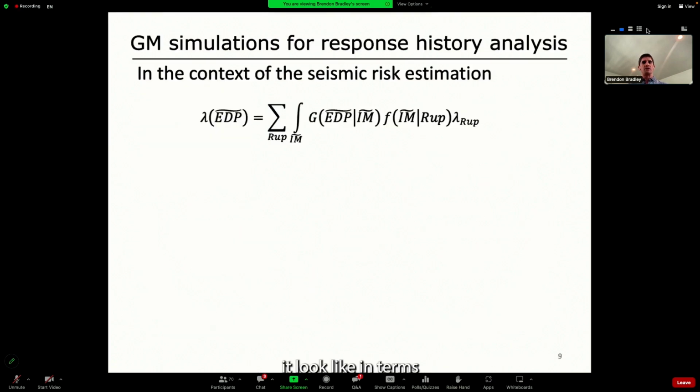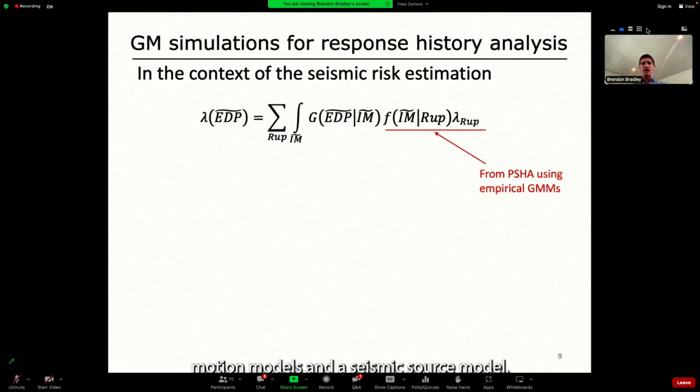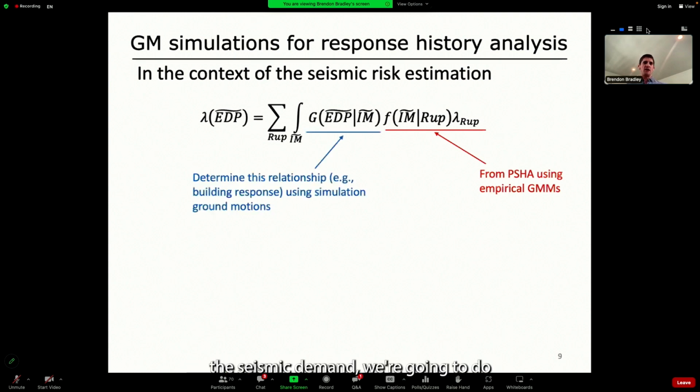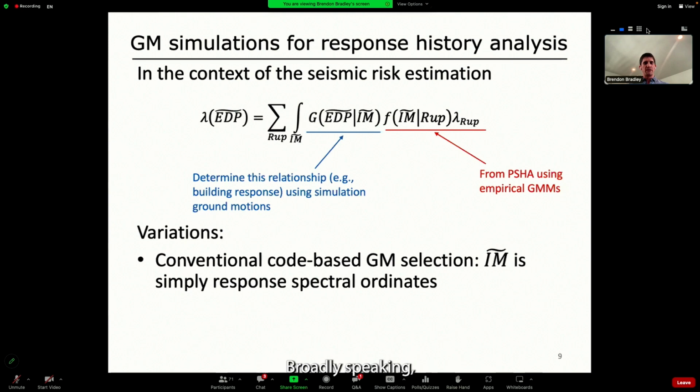So what does that look like in terms of response history analysis, starting more on the right-hand side of that prior diagram? In the context of our seismic risk equation, basically these two parts we would get from PSHA using conventional empirical ground motion models and a seismic source model. But then when we come to estimate the seismic demand, we're going to do a nonlinear analysis using software like OpenSees or other equivalent finite element models. Rather than just applying conventionally recorded ground motions, we could make use of simulated ground motions, either in full or in part to supplement those recorded ground motions.